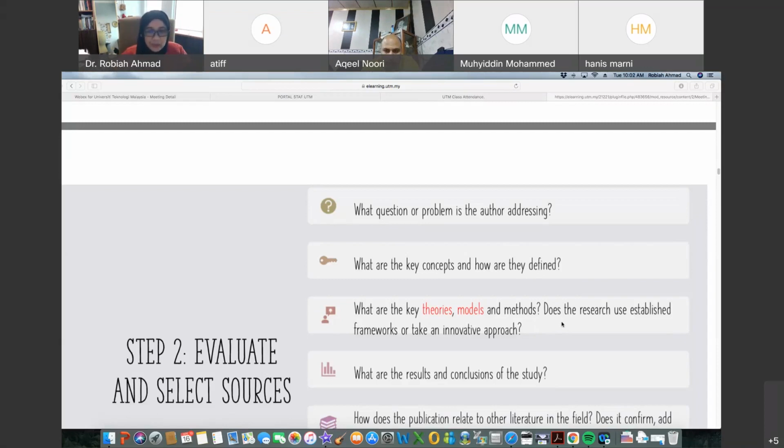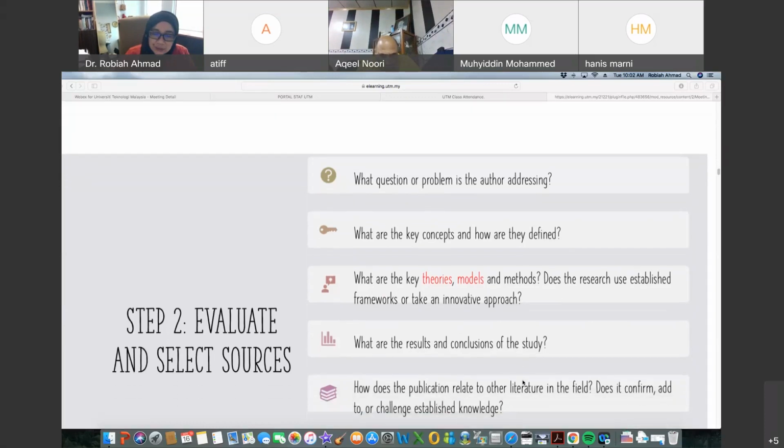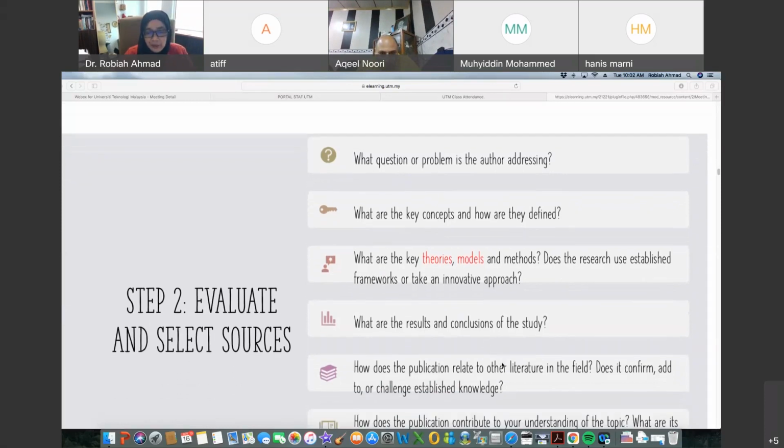Structure of the paper. Okay, you're saying something, Akil? I just try to answer. Okay. So what are the result and conclusions? So which part is this? Result and conclusion section. Conclusions, yes, of course.